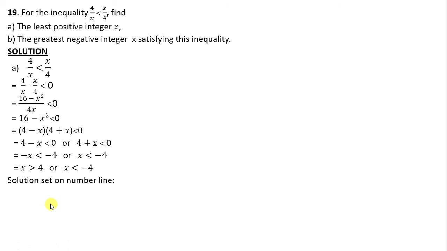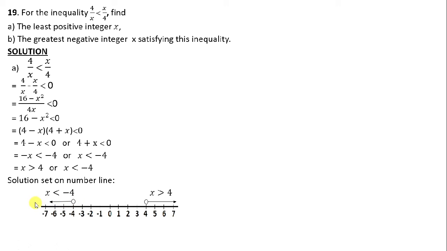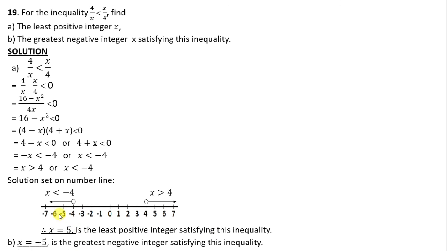So our solution set on the number line will look like that. For all the values less than negative 4, they will be decreasing. For all the x values greater than positive 4, they will be increasing. So our least positive integer satisfying this inequality is positive 5. And then the greatest negative integer satisfying this inequality is negative 5, which is here.